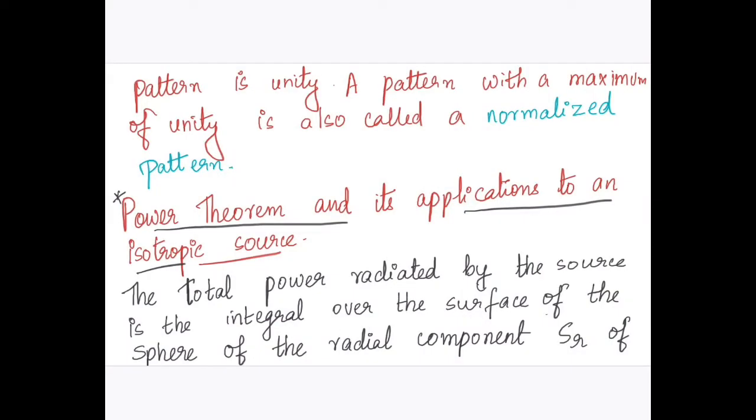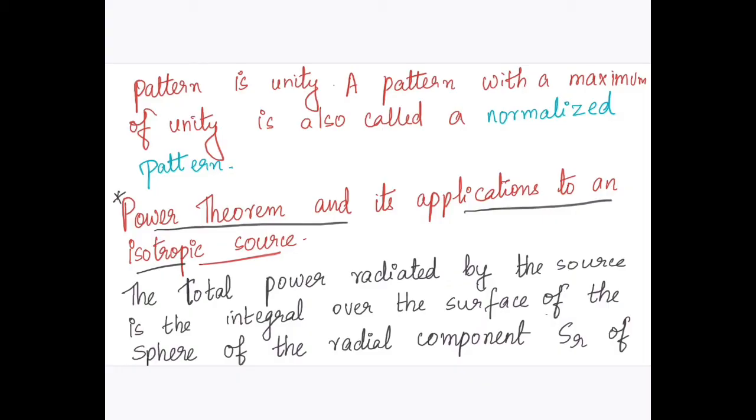So next is the power theorem and its applications to an isotropic antenna. When you consider an isotropic antenna, it radiates equally in all directions, so it's like a sphere. So the total power radiated, if you know the Poynting vector, can be found by integrating over the surface of the sphere of the radial component SR of the average Poynting vector.